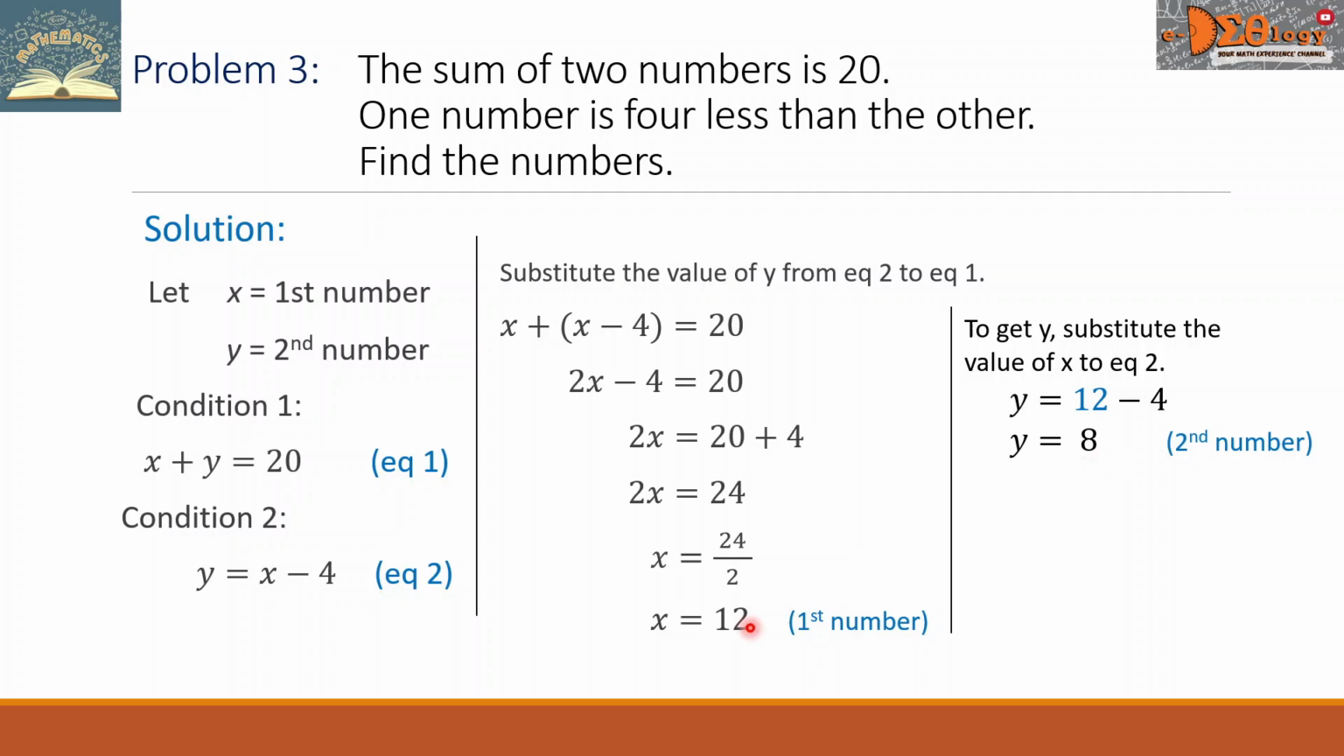Let us check if these two numbers satisfy our conditions. First condition, the sum of two numbers. If we add 12 and 8, the answer is 20. So first condition is satisfied. Second condition, one number is 4 less than the other. This number 8 is less by 4 compared to number 12. So the second condition is also satisfied. Therefore, we conclude that these two numbers are the answer for the problem.